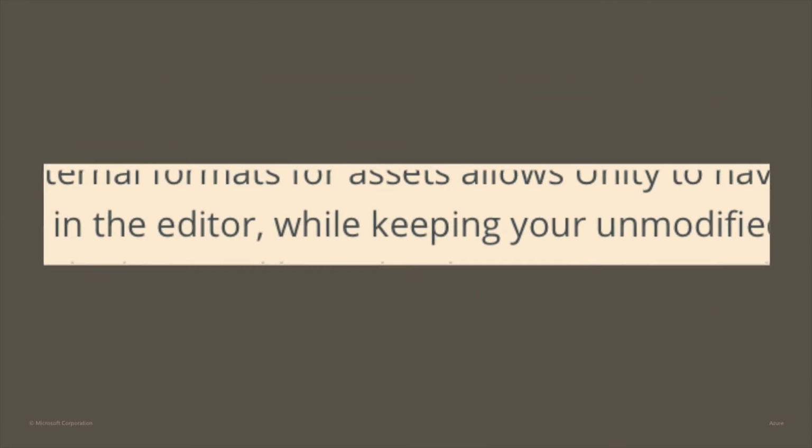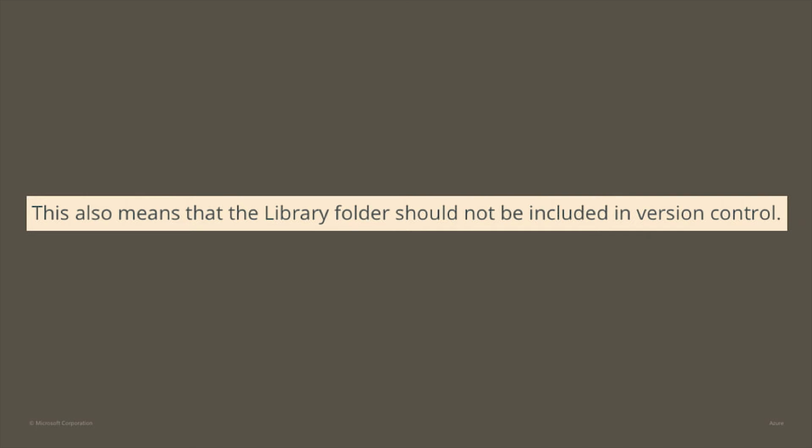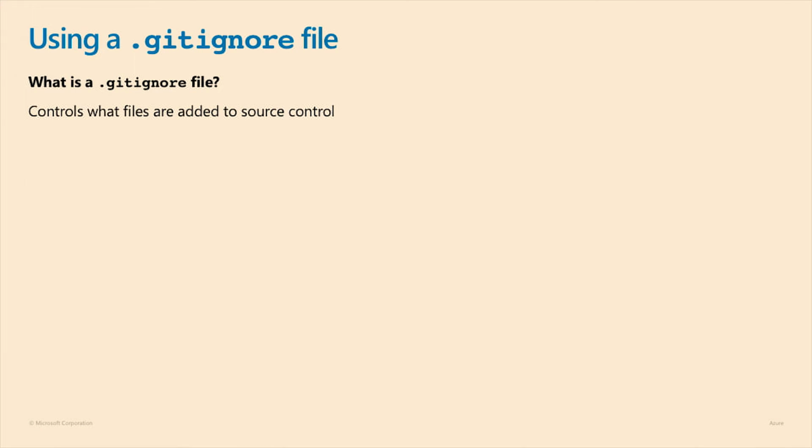Let me zoom in on that. So the library folder should not be included in version control. That's right from their website. So what does this look like if we want to exclude these changes from Git? We can create a Git Ignore file, and we can put the library folder, we can put the temp folder, or we can not worry about it, which is what I actually should have done in the first place.